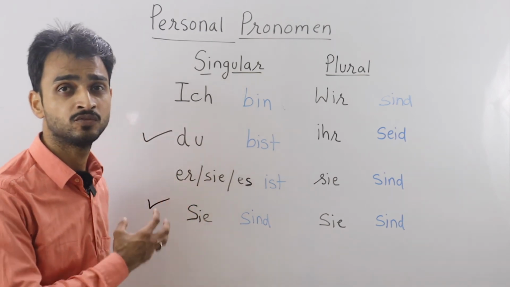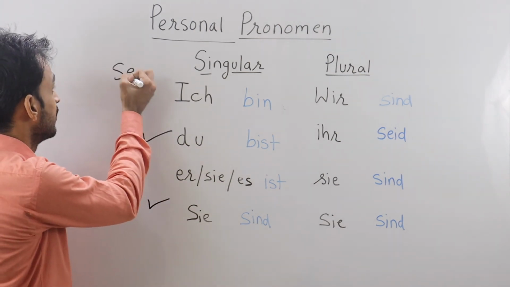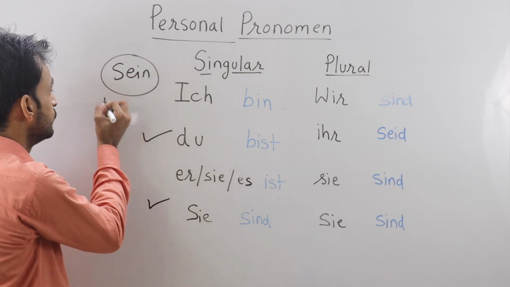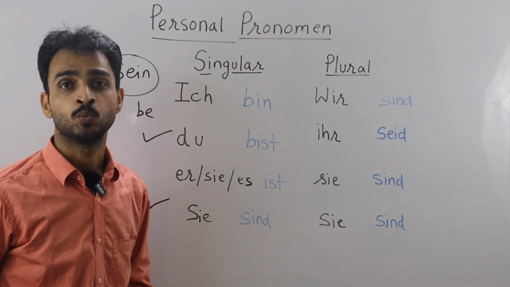So you have to learn this verb conjugation. The verb is sein. Sein means to be. I have written just an example so that you understand better.